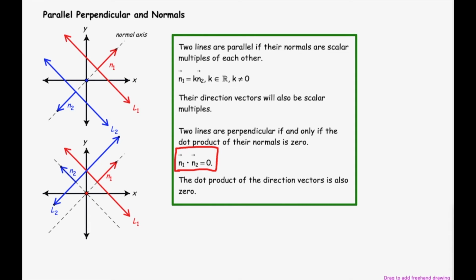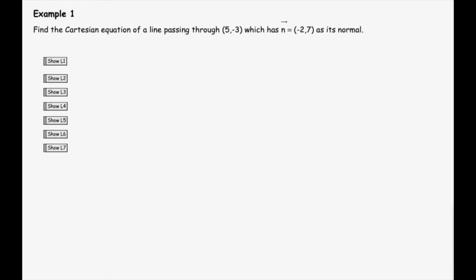All right, now we're going to move on to the next slide. Some examples. Find the Cartesian equation of a line which passes through (5, -3) and has a normal (-2, 7). Remember that the Cartesian form of the line was ax plus by plus c equals 0, where (a, b) was the normal. Well, you've been given a normal. And then after we've plugged that in, we should be able to use this point to find c.